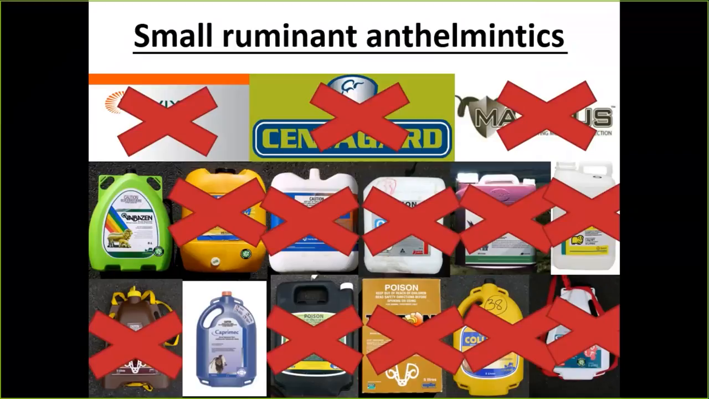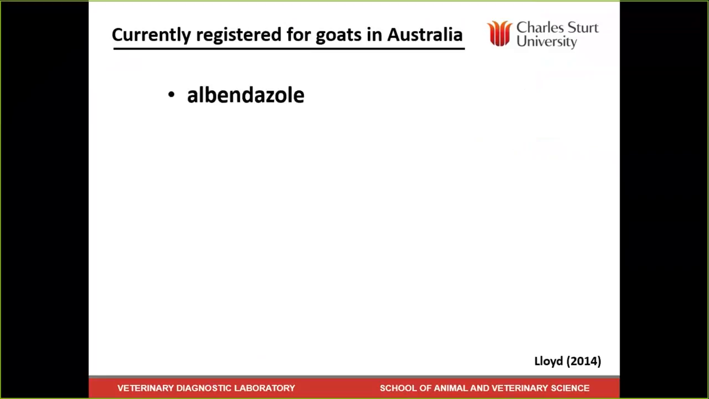So on our goat farms, we walk into the shop and we've really only got 3 main groups to pick from. We've got some benzimidazole drenches, or BZ drenches, or what's known as the old white drenches. These are the actives that are currently registered for goats in that group in Australia: albendazole, fenbendazole, oxfendazole.